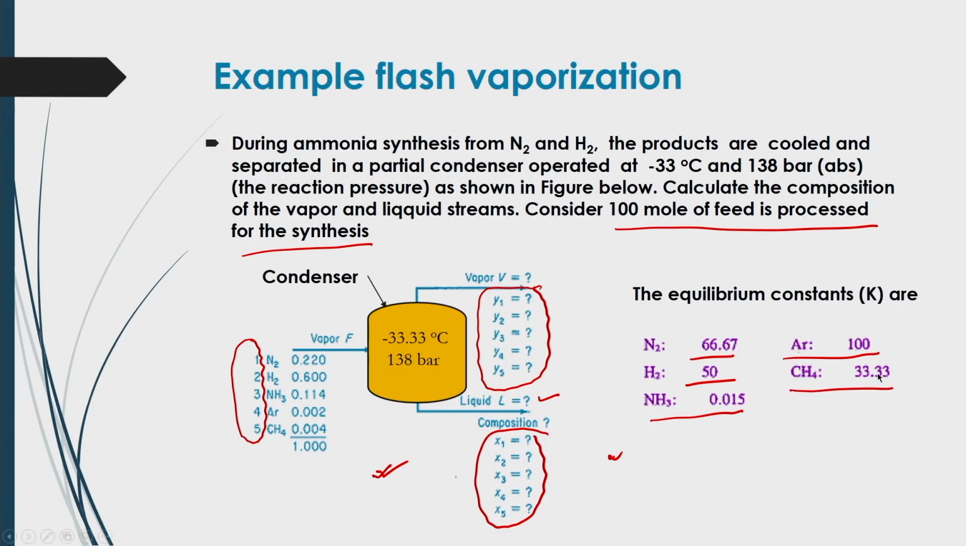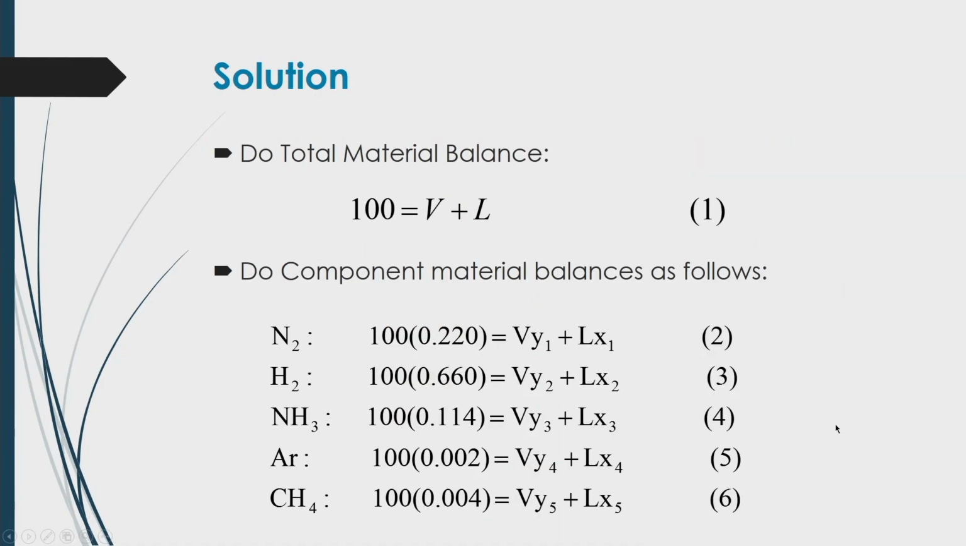So with these parameters or data, you can find out what should be the composition of the vapor and liquid streams. First of all, what you have to do is the total material balance. In equation number 1, it is shown that this material balance will be 100 equal to V plus L, because F will be equal to V plus L. That means input will be equal to total output, that is the material balance concept. So it will be 100 equal to V plus L.